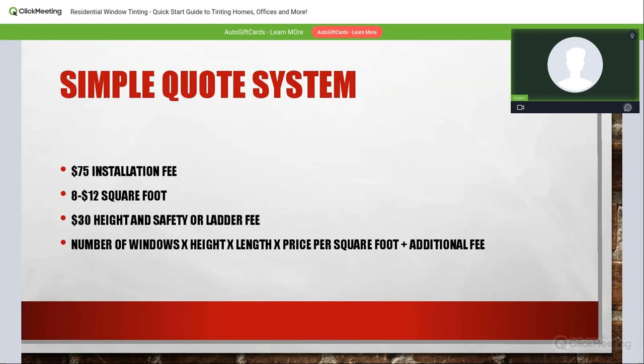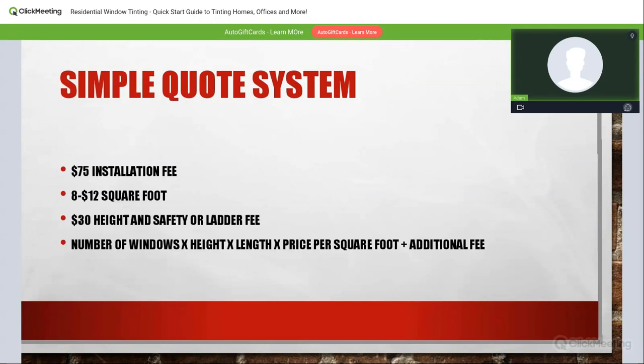If I've needed to apply scaffolding to the job, I usually mark it up about 20% of the installation of that scaffold or my rental fee of that scaffold, plus my number of windows times your height times your length times your price per square foot, plus your additional installation fee.